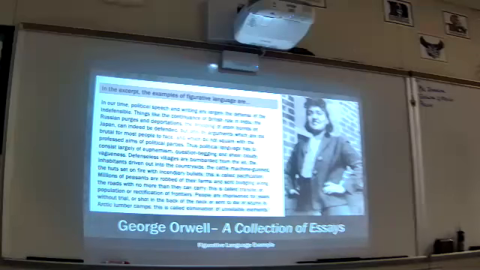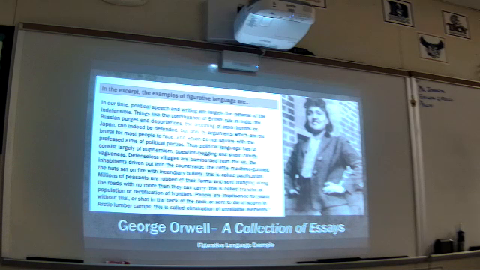In our time, political speech and writing are largely the defense of the indefensible. Things like the continuance of British rule in India, the Russian purges and deportations, the dropping of atom bombs in Japan can indeed be defended, but only by arguments which are too brutal for most people to face and which do not square with the professed aims of political parties. Thus, political language has to consist largely of euphemism, question begging, and sheer cloudy vagueness.